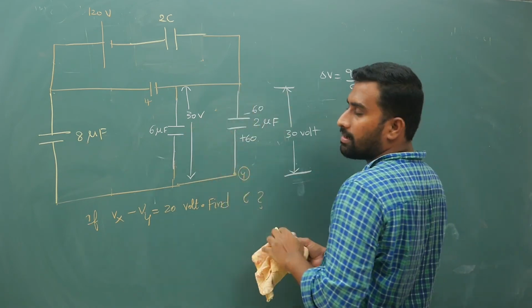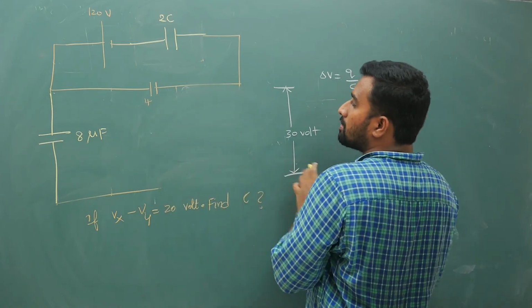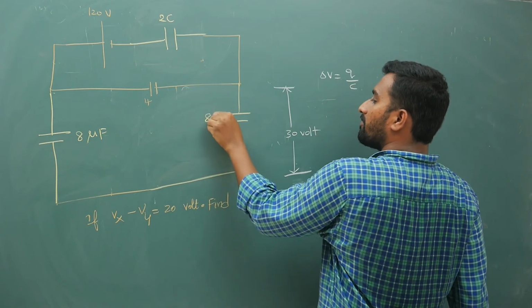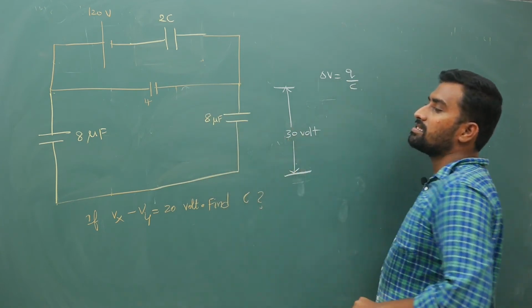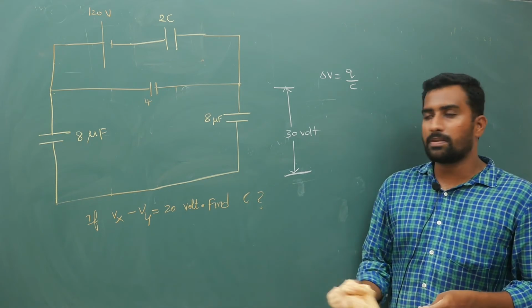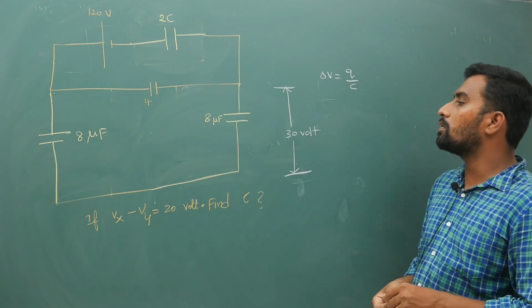These two are in parallel, so C1 plus C2, 6 plus 2, I will replace this also with a single capacitor, so you will have 8 microfarad and your potential difference is 30 volt. So I have redrawn at every step, I have replaced with the equivalent. Now from here to here it is 30 volt.